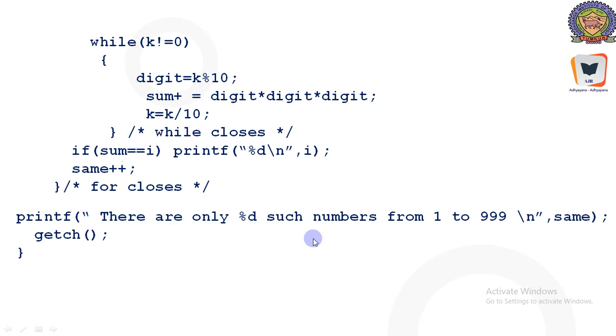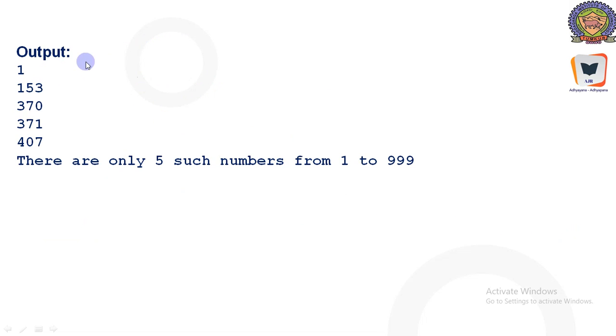Okay, there are only percentage d such numbers from 1 to 999, same. If there are 4 numbers, it will print as it is. Now from 1 to 999, 1, 153, 370, 371 and 407 are the Armstrong numbers, and there are only 5 such numbers from 1 to 999. This 5 was accrued in same.